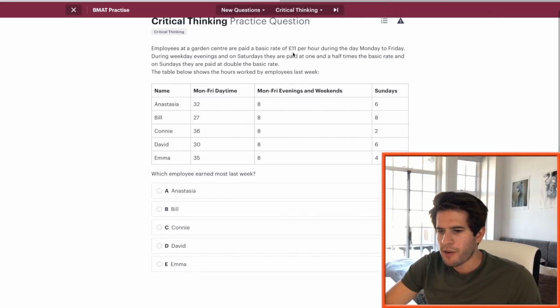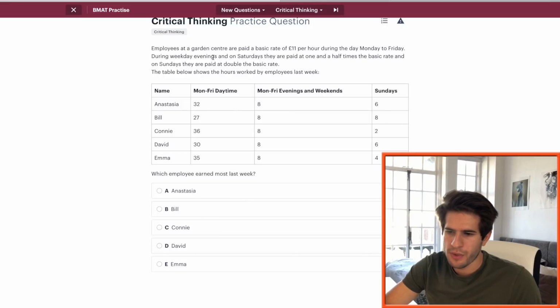Employees at a garden center are paid a basic rate of £11 per hour during the weekdays, and weekday evenings and on Saturdays they are paid at 1.5 times the basic rate, and on Sundays they are paid at double. So the hours worked by the best employees last week. Which employee earned the most? Okay, Monday to Friday daytime, Monday to Friday evenings and weekends, that's the same. And Sundays, who worked the most Sundays?